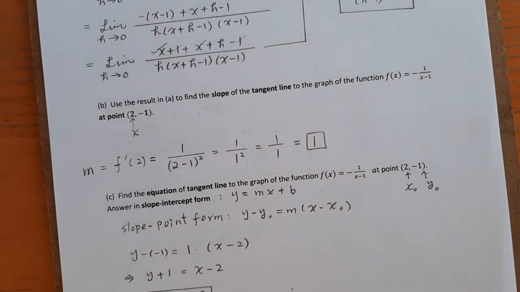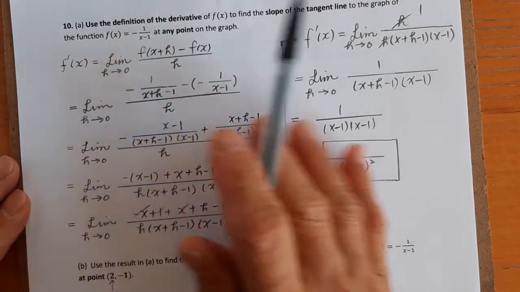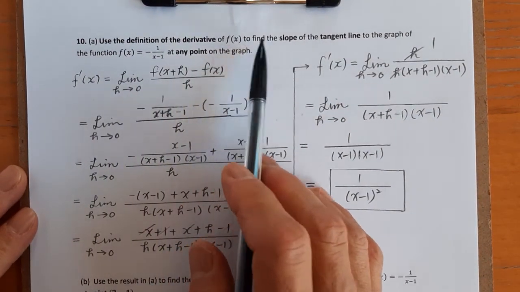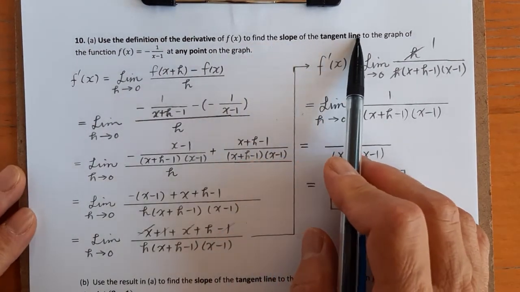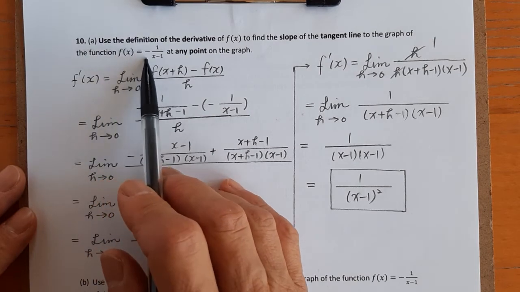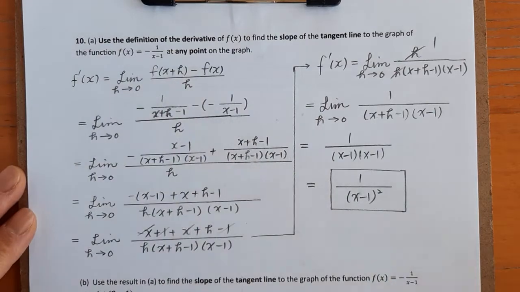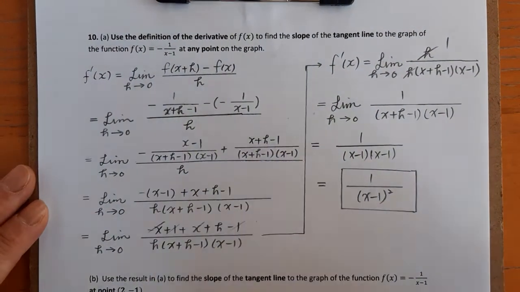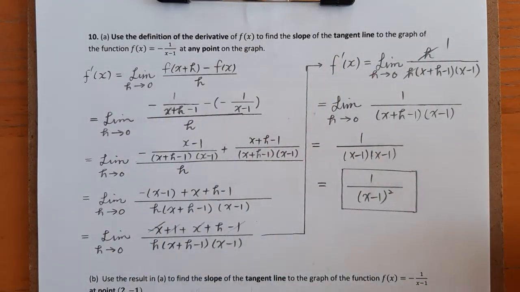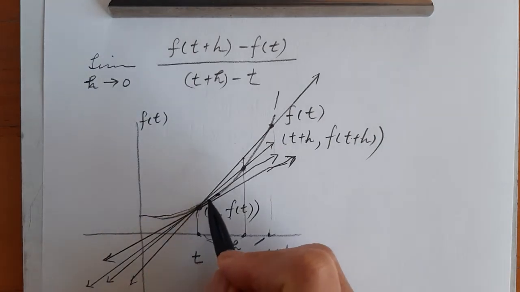Then question 10. A, use the definition of the derivative f prime of x to find the slope of the tangent line to the graph of the function f of x equals negative 1 over x minus 1 at any point on the graph. So, the slope of the tangent line.